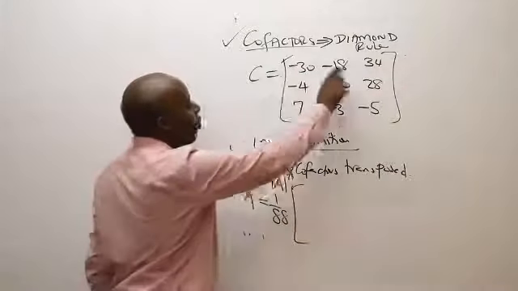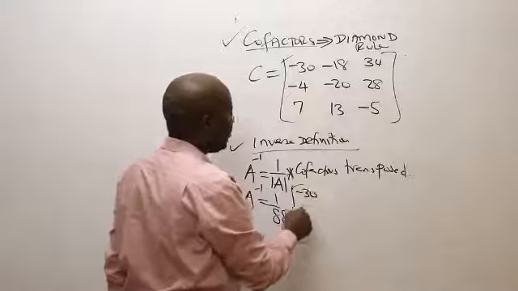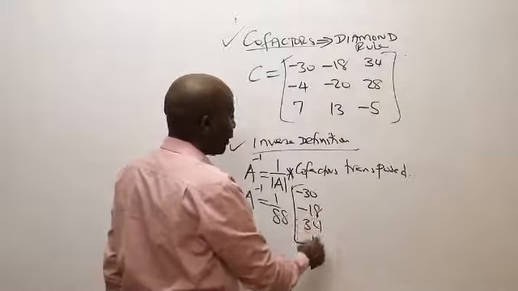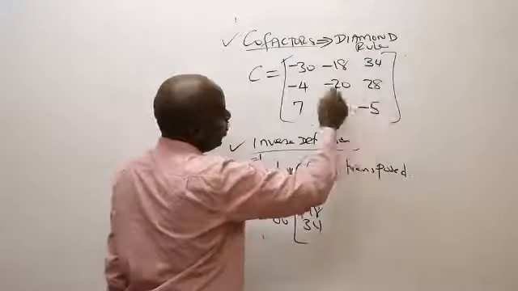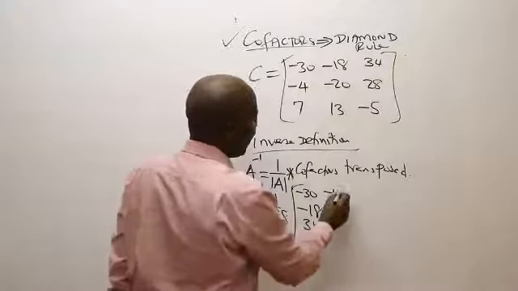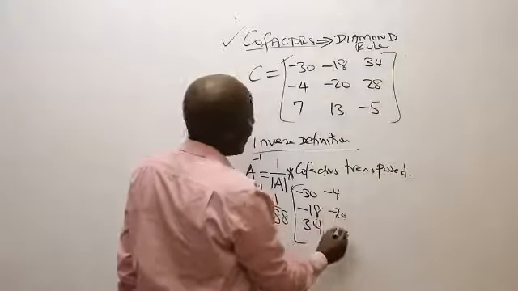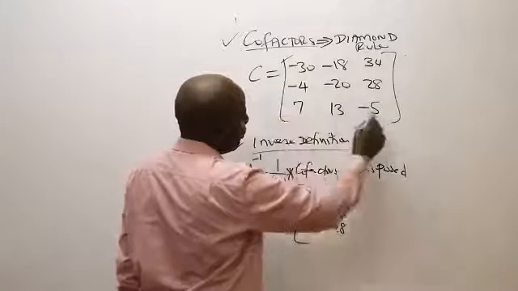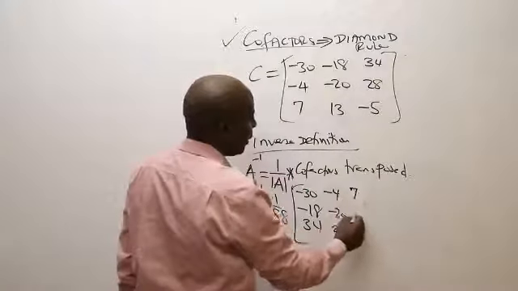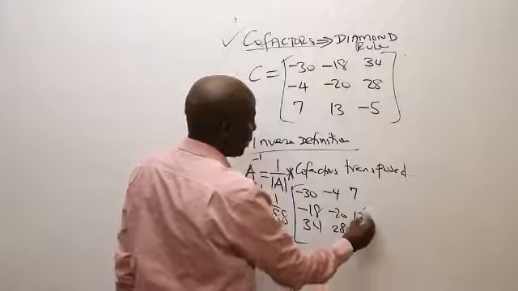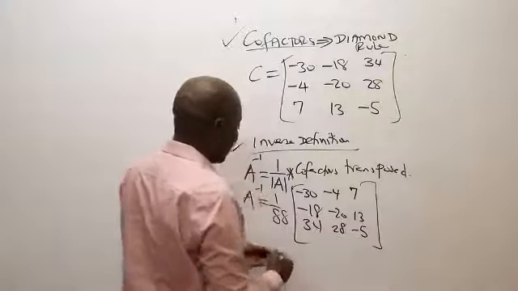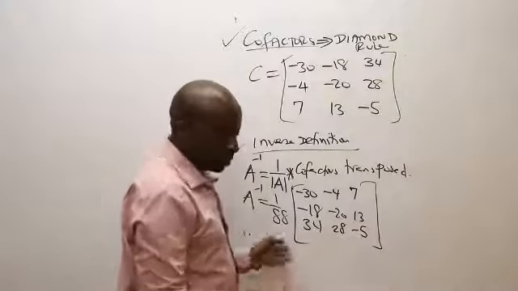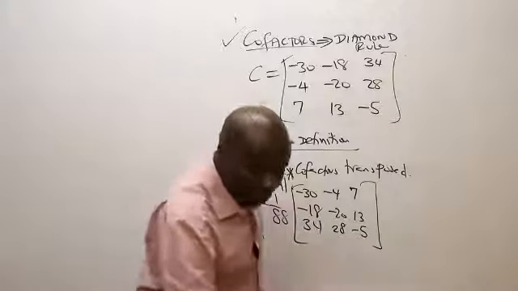So we have row 1 moving down, we have minus 30, minus 18, we have 34. And then we have row 2 becomes column 2. So here we have minus 4, minus 20, and 28. And then we have row 3 becoming column 3. So we have 7, we have 13, and then we have minus 5. And ladies and gentlemen, that now marks the end of this particular question and the end of our today's class.